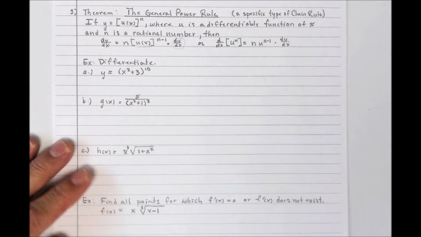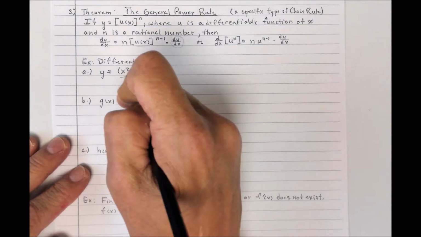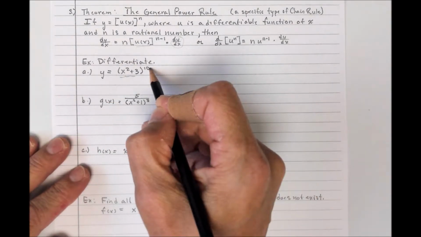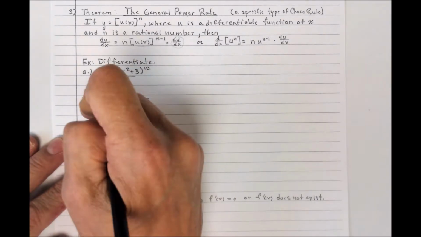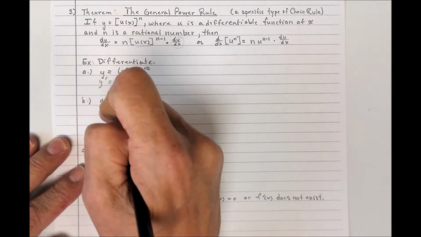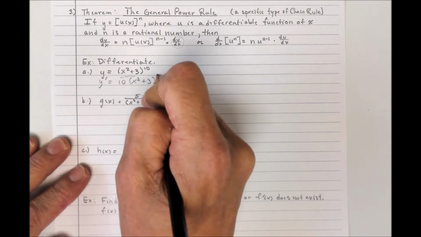Now I'll show you with a couple of examples, three examples. This is my inside function. This is my exponent. This is the general power rule. So based on this, y prime: bring the 10 out in front, times the quantity x squared plus 3 to the 10 minus 1, or 9th power.